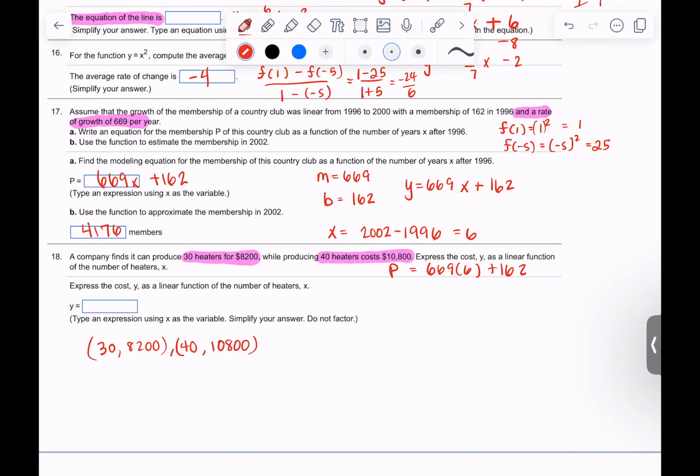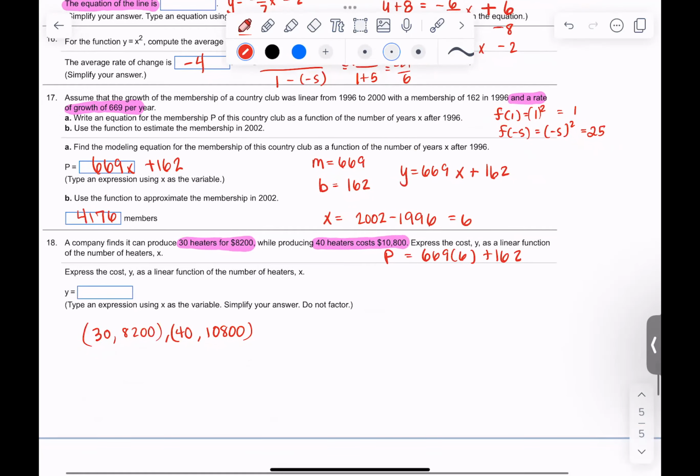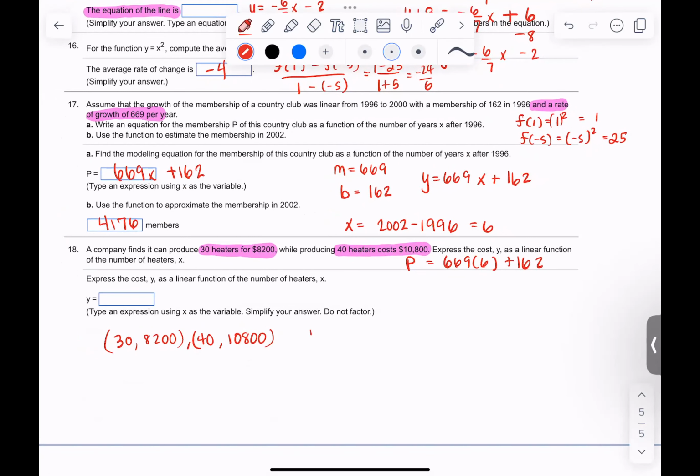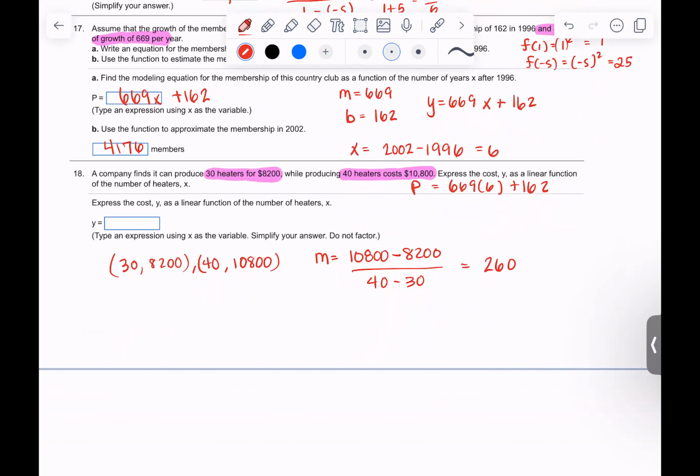So slope is the change in the y's over the changes in the x's. Change in y: 10,800 minus 8,200, over 40 minus 30, which is 10. So that's going to be, my handy dandy calculator says, 260. And then I can pick either one of those points to put in the point-slope equation.